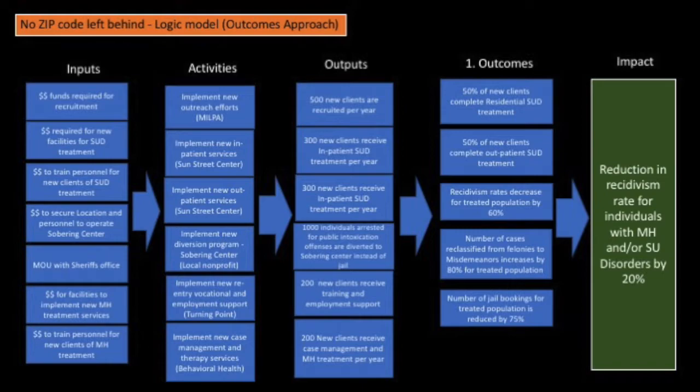And we believe, because of the theories out there, that if we get to these outputs, that we provide these outputs, we're going to see a reduction of 50% in SUD, that we would decrease recidivism by 60%, and that we would get a number of reclassifications from felonies to misdemeanors, and we will reduce the number of jail bookings by 75%. Now, if we did all this, we think that we're going to reduce recidivism in the county by 20%.